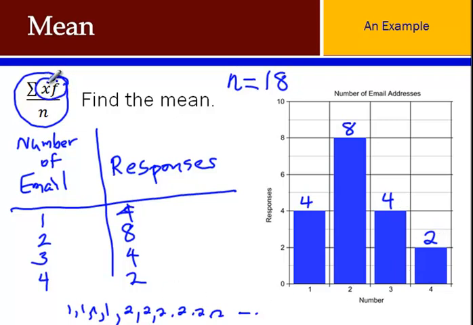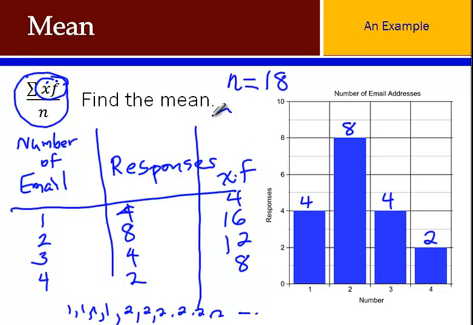or we could use our formula that says take the individual data and multiply it by its frequency. So over here, I'm going to put XF. It's going to be X times F. Number of email addresses, 1, 4 people responded. That would be 4. 2 times 8, 16. 3 times 4 is 12. 4 times 2 is 8. And now sum those up. Remember, the sigma says sum up that product of the number of email addresses times their frequency. We'll put a little line here and add these guys up.